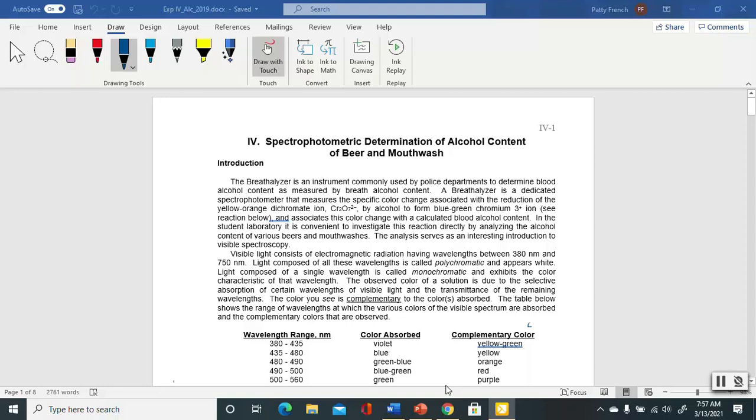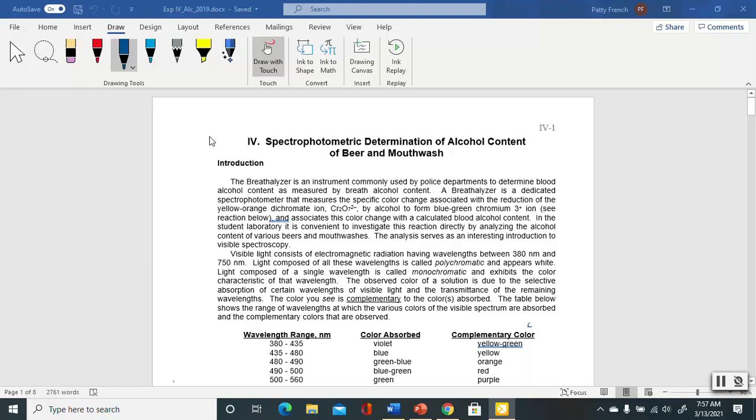Hello, we're going to be looking at the spectrophotometric determination of alcohol content of beer and mouthwash. And this is effectively the lab scale version of a breathalyzer test. And of course, the point of a breathalyzer test and the point of this particular lab is to detect and quantify the amount of alcohol that's in a sample.